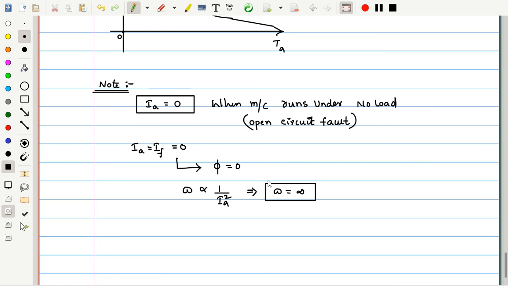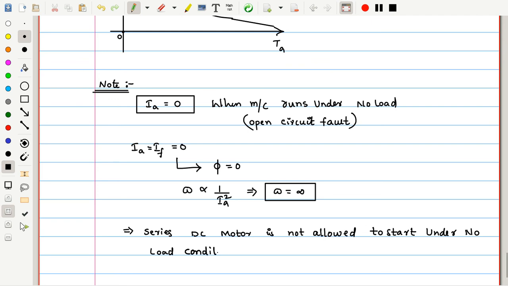Means the machine will attain dangerously high speed, thereby the machine will get damaged. So it is advised that in a series machine, never start that DC series machine on no load. So make a note of this. So the series DC motor is not allowed to start under no load condition.